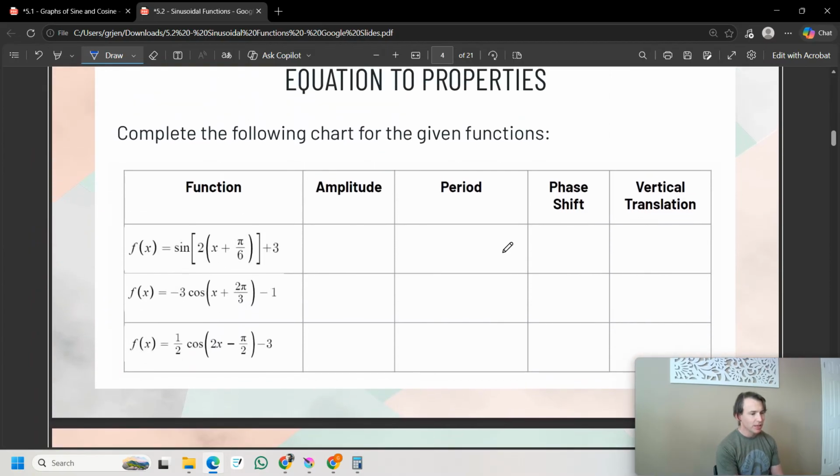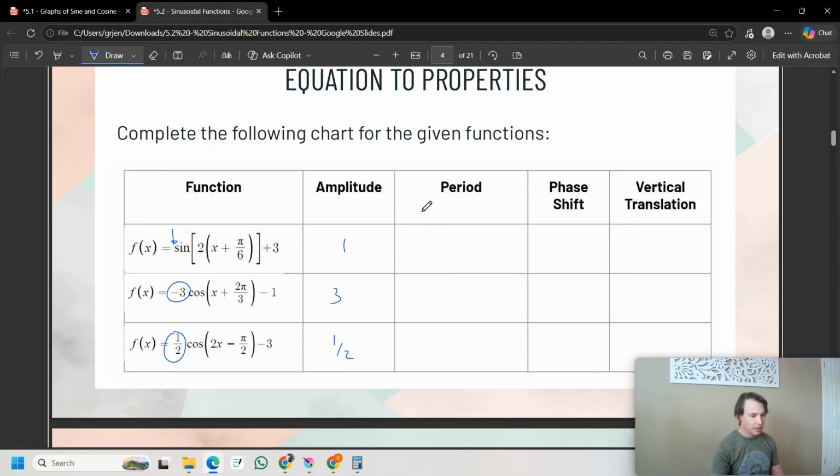So let's just extract the information from these types of examples. You could pause the video here, complete the chart, and then check it against my work. You're back? Great. So we get the amplitude here from this number. So this amplitude is 1. This amplitude is 3. You could say -3, but the amplitude is 3. And here the amplitude is 1/2. It's always just the A coefficient that's out front.